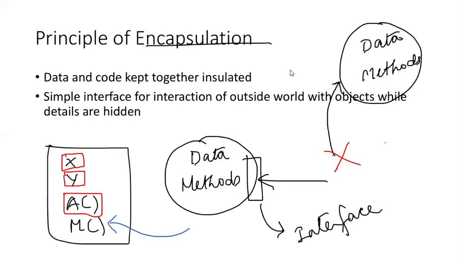Now, in the programs that we have written so far, we have not implemented this concept. Everything that we have created, data members or methods, was all accessible from outside. So we have to use the concept of access modifiers in order to implement this principle of encapsulation. So let us see how.